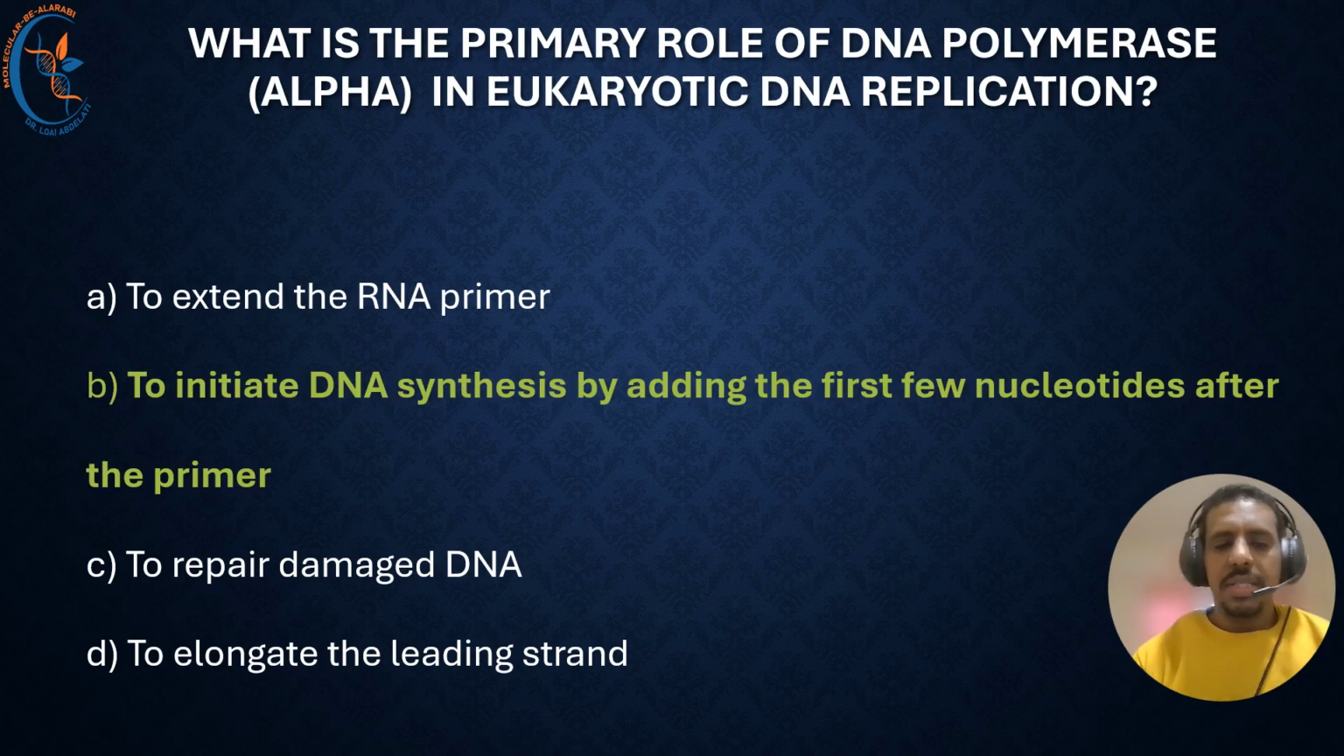The correct answer is to initiate DNA synthesis by adding the first few nucleotides after the primer. DNA polymerase alpha initiates the DNA synthesis by extending the RNA primer, as we know, right? Providing a short DNA fragment to begin replication. All right. So let's move to the next question.